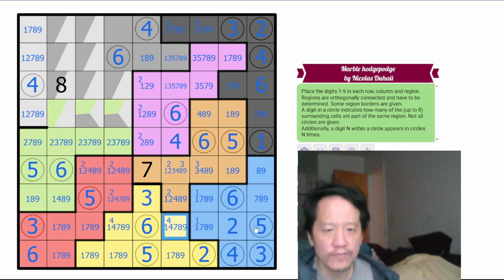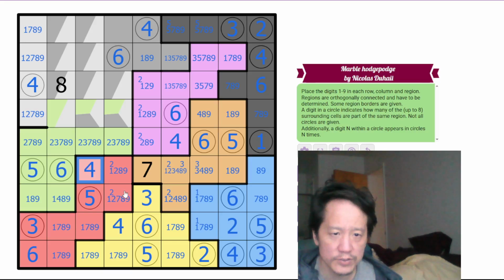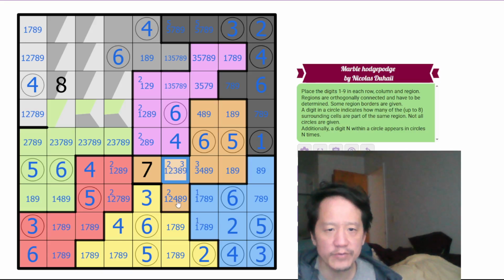Oh, this can't be 4. Where's the 4 in the yellow? It must be here, right? So these can't be 4 now. Where's the 4 in the red region? It has to be here. So this is 4. This 2 means this has to be 2. This cannot be 4. This can't be 4.